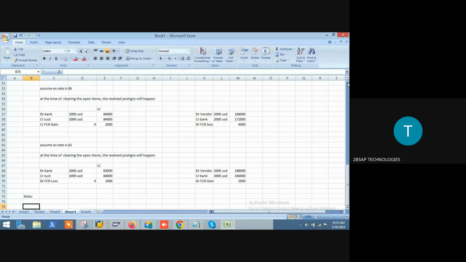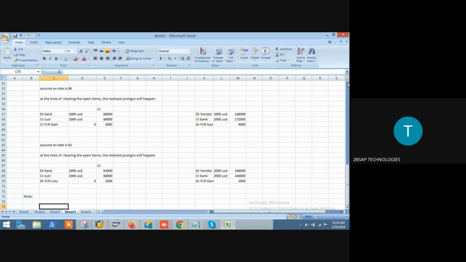So once you do FCR, then don't do payments or receipts or clearing of your respective FCR line items in the same month. It has to be done in the next month only, which is guidance we need to provide to the business as a consultant. Okay, remember that point also, sir.